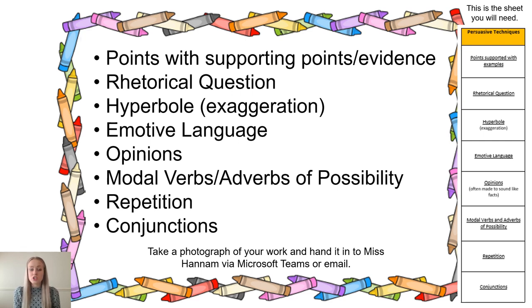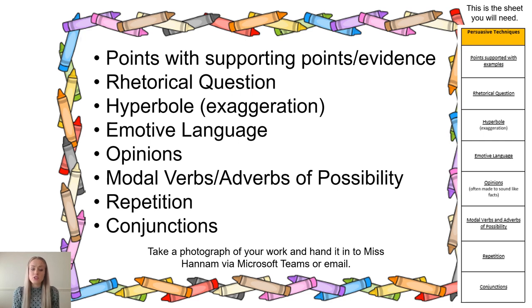Hyperbole, which is just exaggeration. So for example, peach crayon saying, I don't have any clothes, I don't even have any underwear. So he's exaggerating his point. He's trying to make Duncan realise the unfair treatment that he is giving peach crayon.